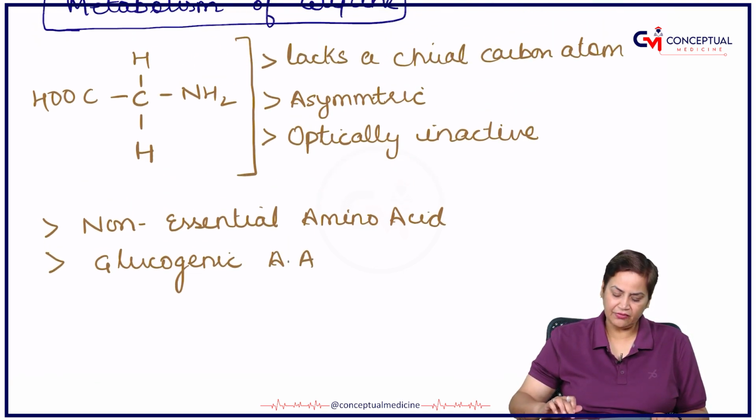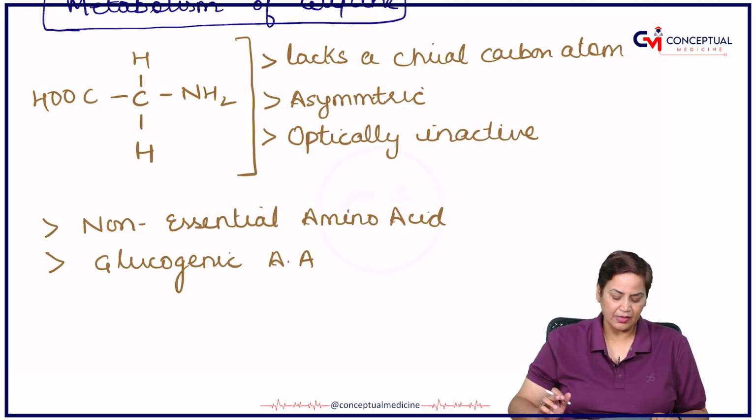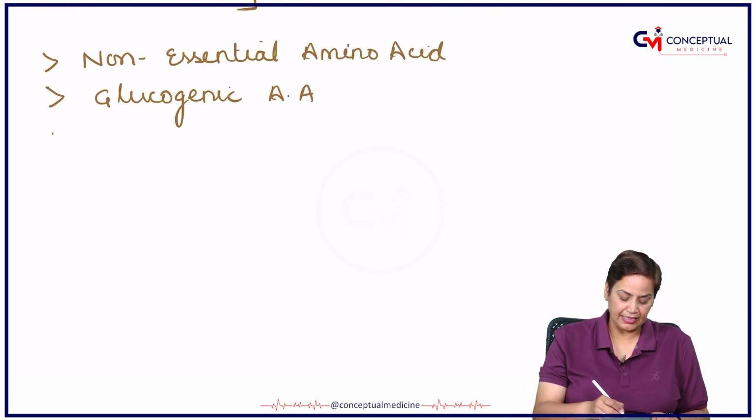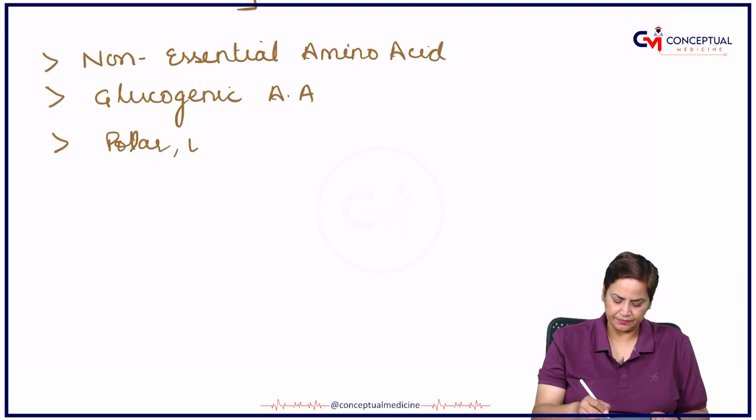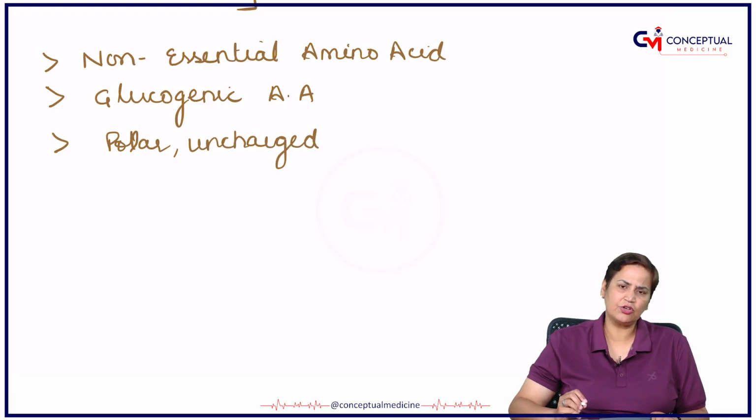So glycine lacks a chiral carbon atom, so it is asymmetric. Since it lacks a chiral carbon atom, it is optically inactive, it is non-essential, it is glucogenic, and it is polar in nature. Polar, but you can say uncharged. Now the question is, first of all, since it is a non-essential amino acid, how is it synthesized in the body? And what are the specialized products synthesized from glycine?